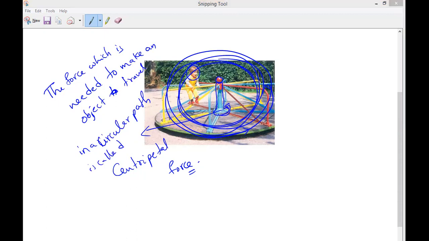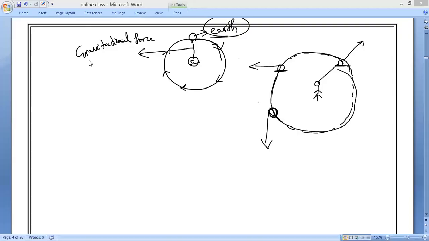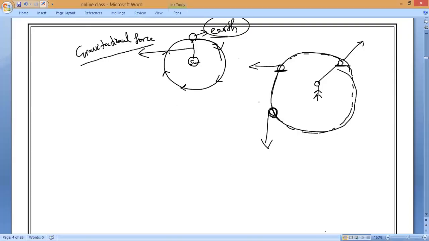Centripetal force. In the case of planets moving around the sun, and any object moving around some other object, the centripetal force is definitely acting. That force acts between the planets and the sun. What is the name of that force? Gravitational force, gravity. So the force exerted between the sun and the planets is gravitational force. What is that force called? Centripetal force. So here centripetal force is the force of gravity.